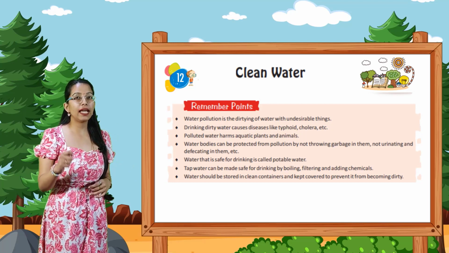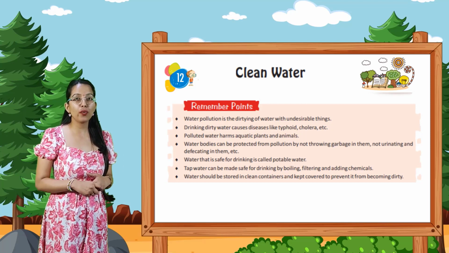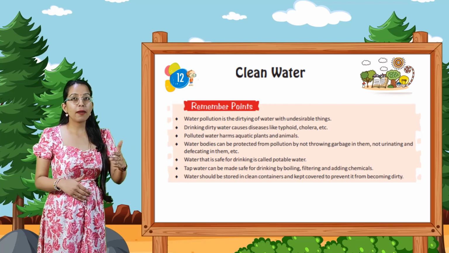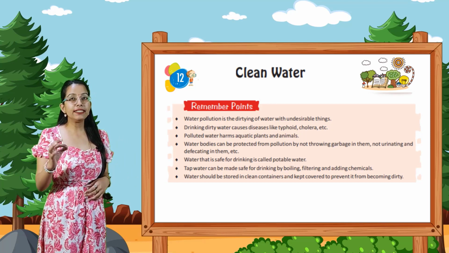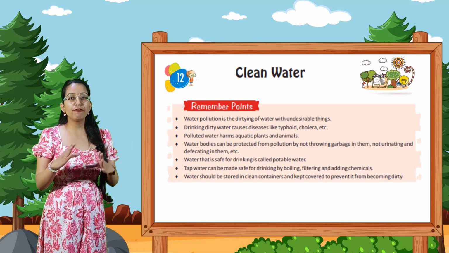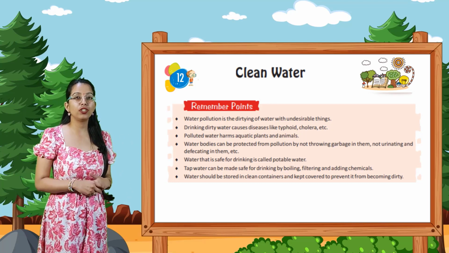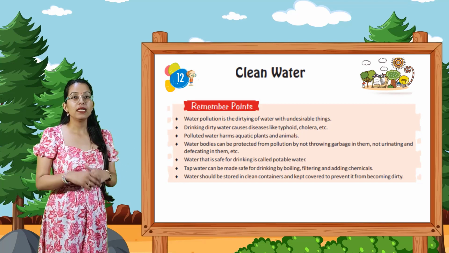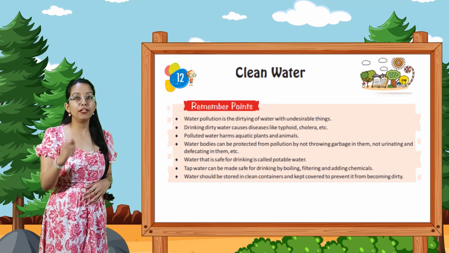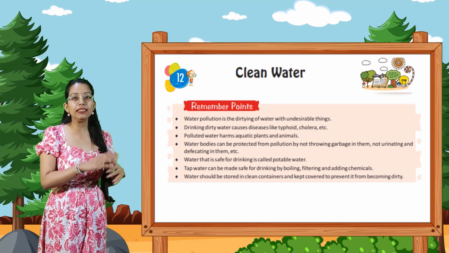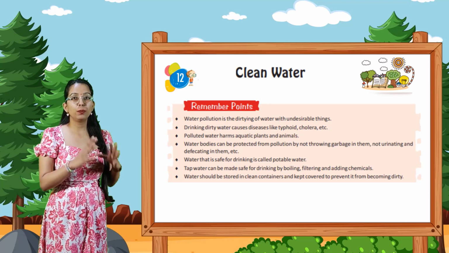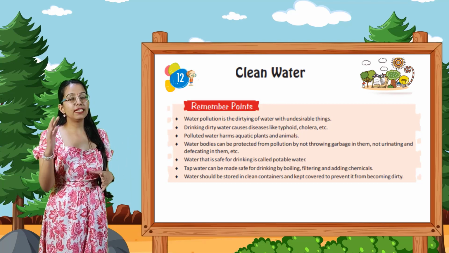Water bodies can be protected from pollution by not throwing garbage in them, not urinating and defecating in them, etc. Water that is safe for drinking is called potable water. Tap water can be made safe for drinking by boiling, filtering and adding chemicals. Water should be stored in clean containers and kept covered to prevent it from becoming dirty.